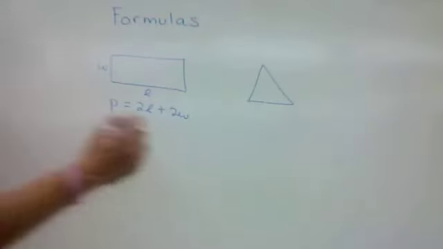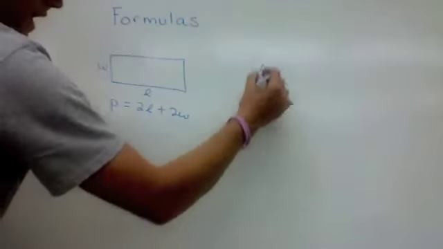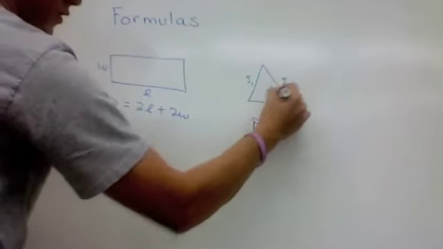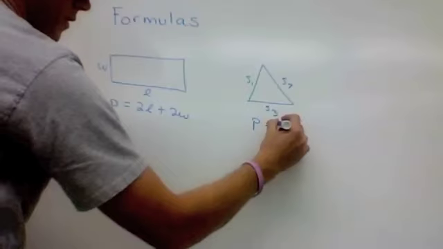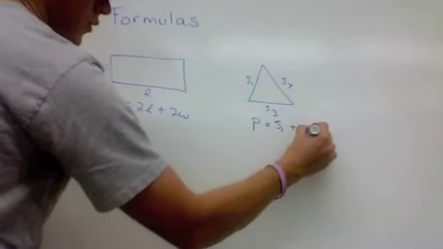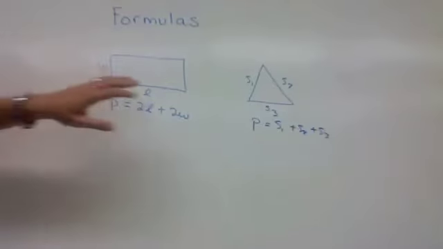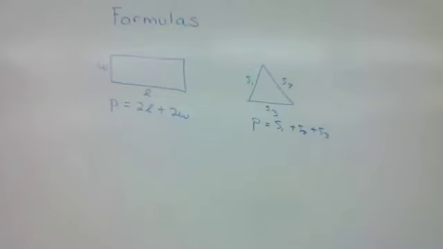And then to get the perimeter of a triangle is simply to add up the sides of the triangle. So this is side 1, side 2, side 3. So our perimeter is going to be side 1 plus side 2 plus side 3. And that's how we find the perimeter of our rectangle and of our triangle.